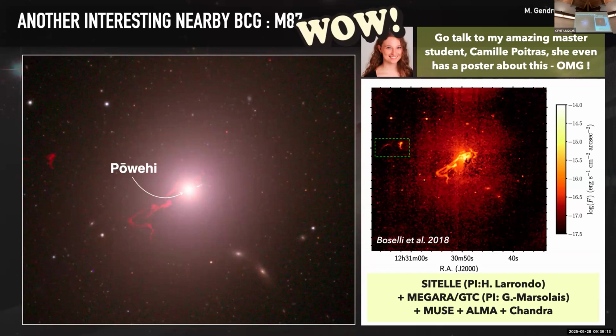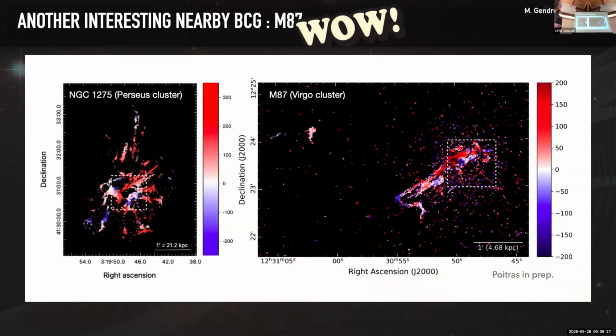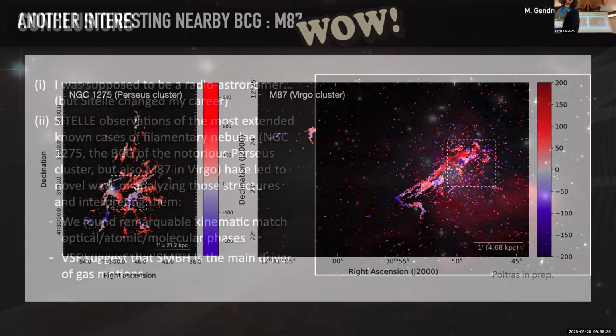VESTIGE, actually. They found this very nice network of filaments, and some of these filaments are actually completely detached from the main nebula. And we have SITELLE observations of this galaxy, and this is work by my master's student, Camille, who's working on that. She even has a poster about that, so if you're interested, you should go see her. This is just to show you the velocity map that we obtained of the full filament. So it gives you an idea of the power of SITELLE.